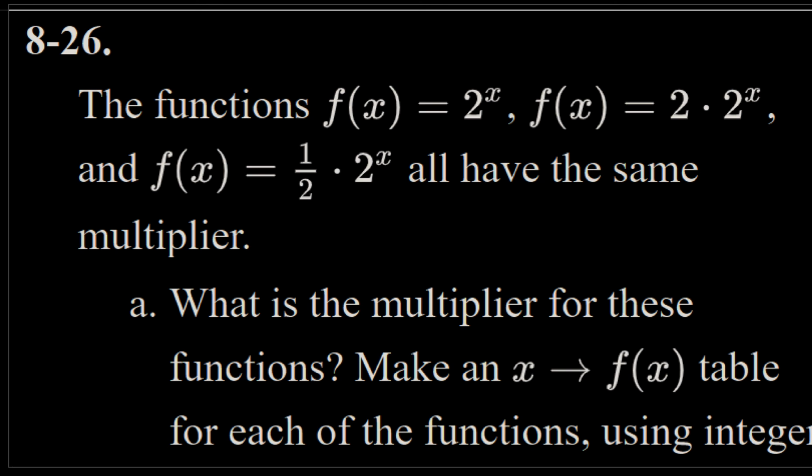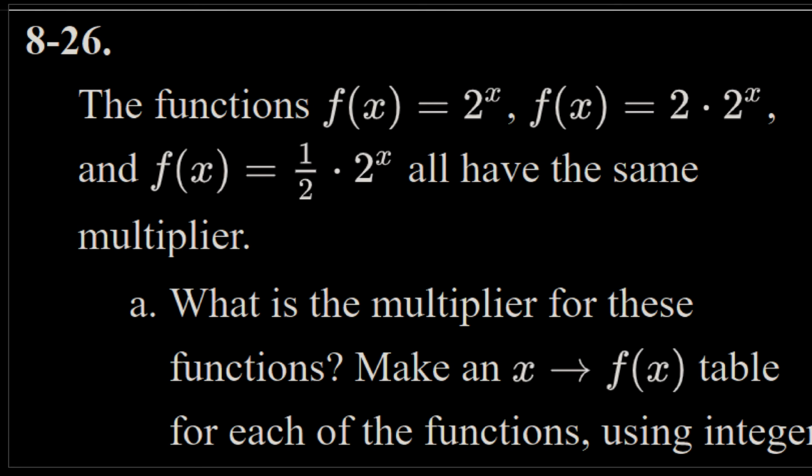So we're given three different functions: f of x equals 2 to the x power, f of x equals 2 times 2 to the x power, and f of x equals 1 half times 2 to the x power. And they all clearly have the same multiplier of 2. Oh, that was a question. It says, what is the multiplier for these?